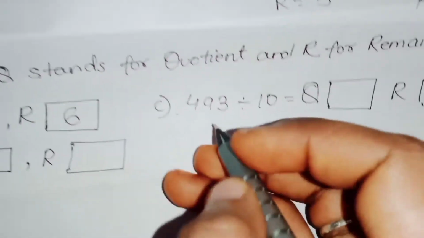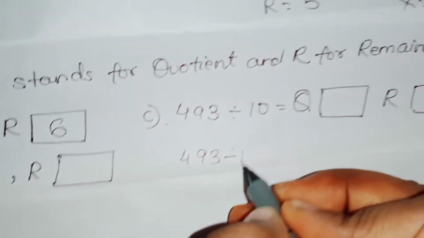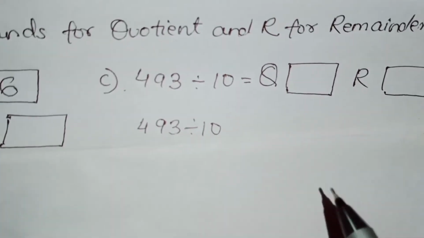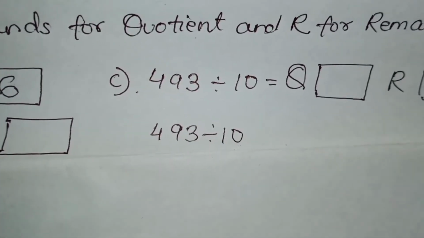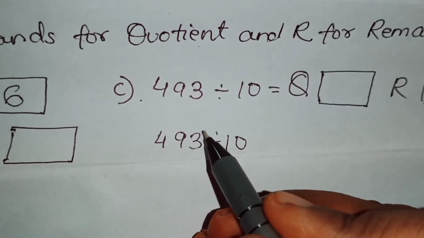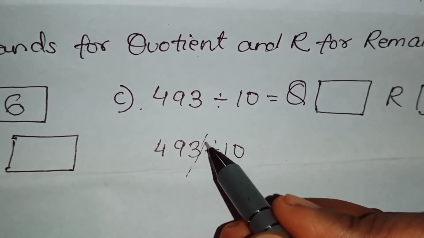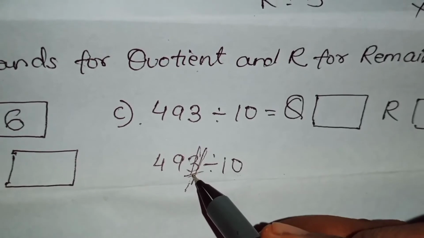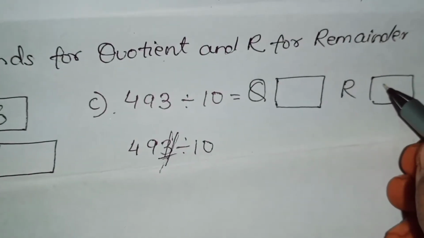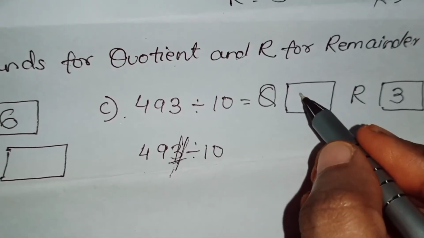Now see this one. So again I'll copy the question. 493 divided by 10. So in 10 how many zeros are there? Only 1. So from back I will cut 1 digit. Not from front, from back you will cut. So I'll cut this 3. The number which I have cut is the remainder. So the number I have cut is 3, my remainder, and what is left is my quotient.